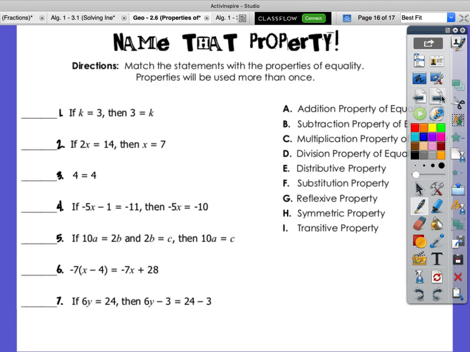We're going to name the property that we use. We're going to practice these properties a little bit more, so we're going to match. You will use answers more than once, more than likely. There are more options for numbers than there are options for the properties of equality that we're talking about here.